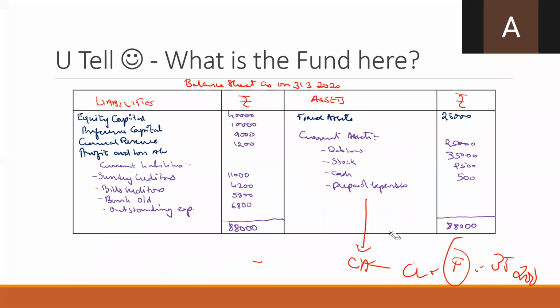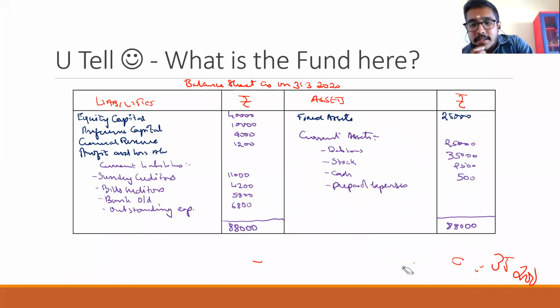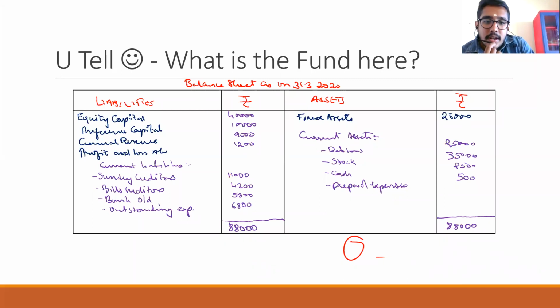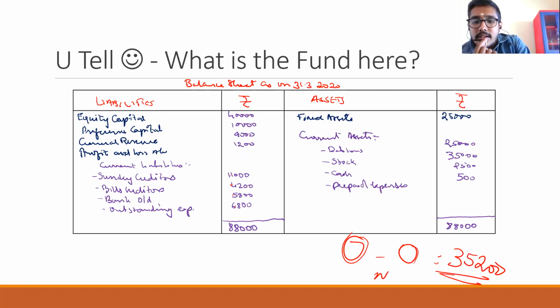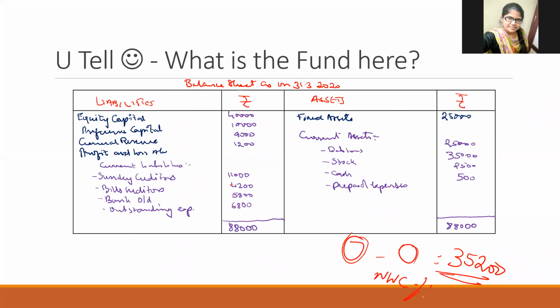Current assets minus current liabilities. Once again, to explain to everyone: 25,000 plus 35,000 plus 2,500 plus 500. From that, minus 11,000 plus 4,200 plus 5,800 plus 6,800. So current assets minus current liabilities, you will be getting 35,200. And what is this? Net working capital, or fund.